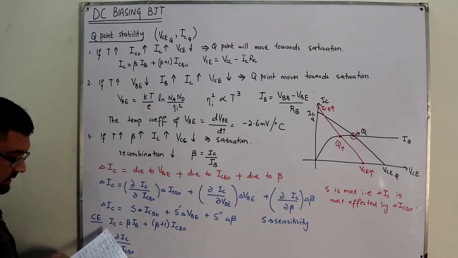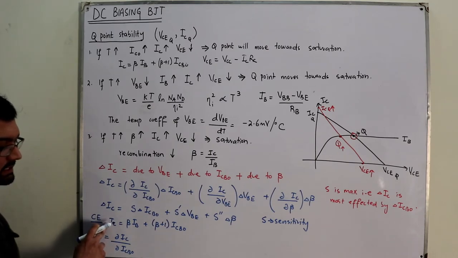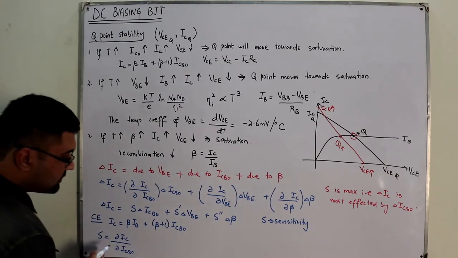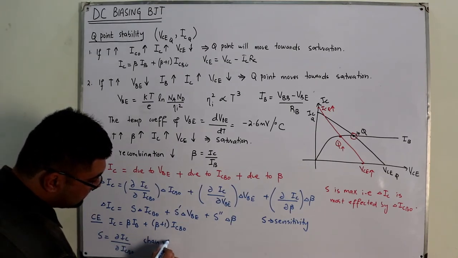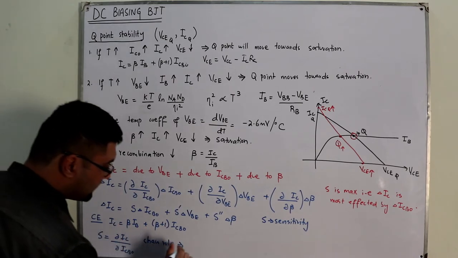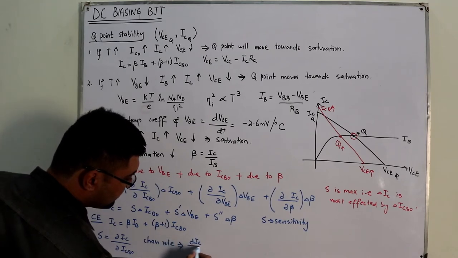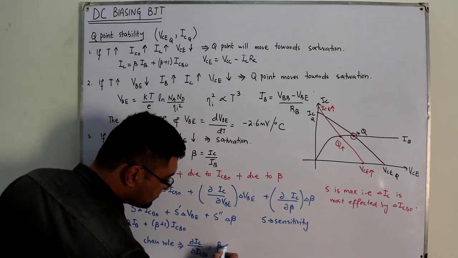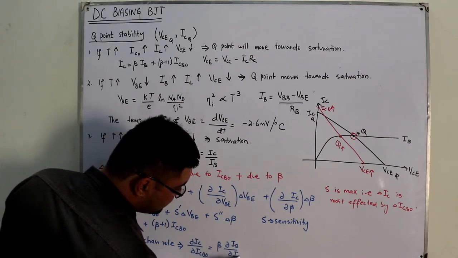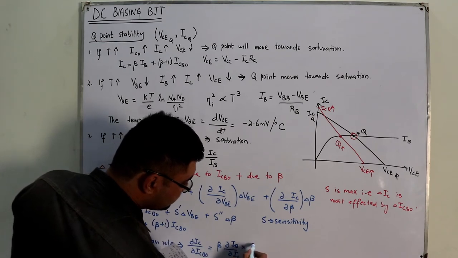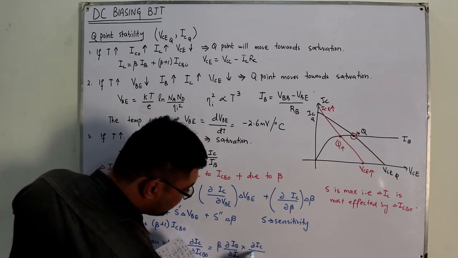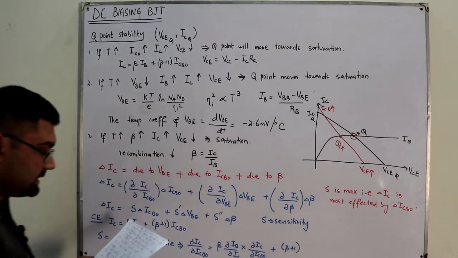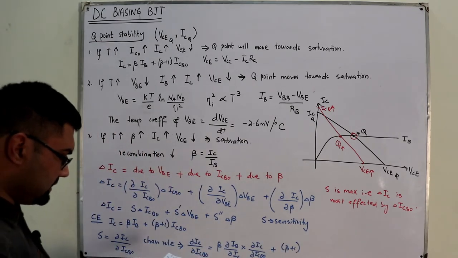It's this thing, right? So this is dIC. You differentiate this IC with respect to ICBO and apply the chain rule. I cannot do this, so I will just copy paste it because I am very weak in derivatives and integrations. So this IC with respect to ICBO would come out to be what? Beta dIB/dIC into dIC/dICBO plus beta plus 1.